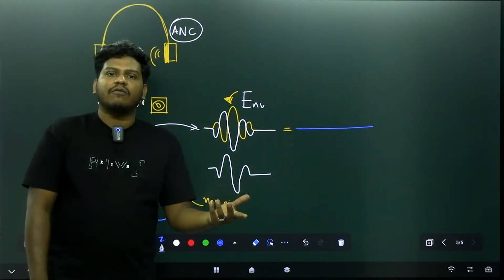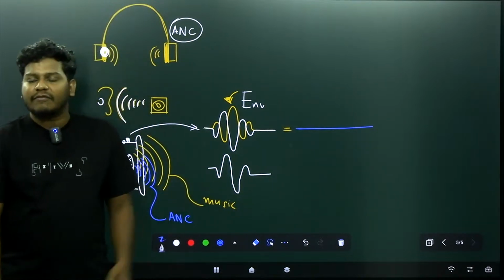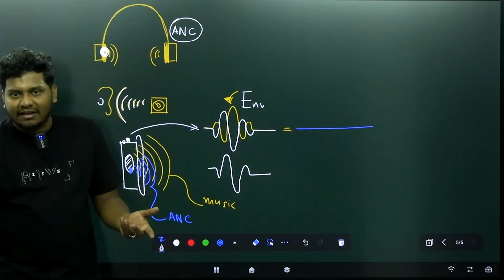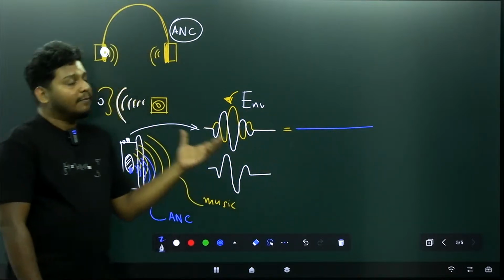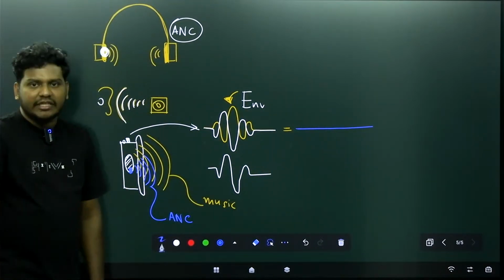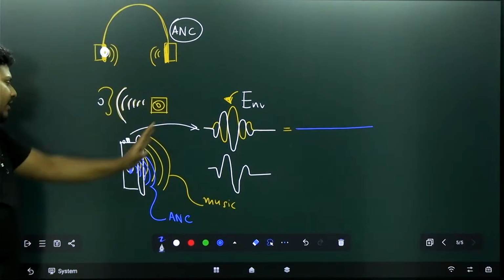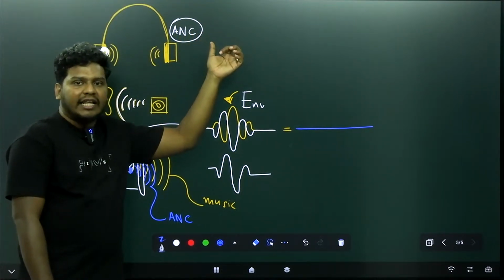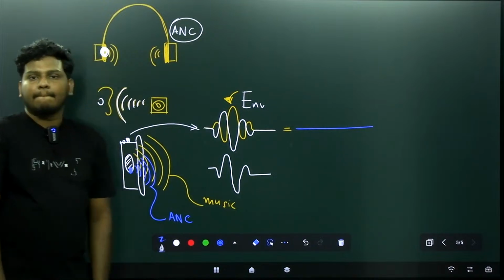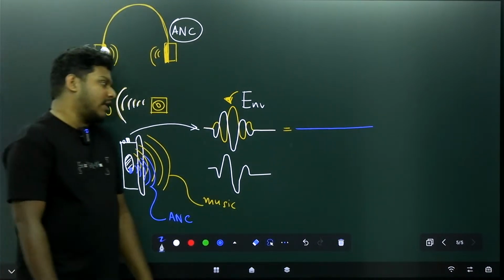So if there is no wave there, no signal, no Wi-Fi, nothing is there. Okay, right. These kinds of things are very important in physics, so you should know about them as well. If you are interested, you can search active noise cancellation and go for that one. Okay, further.